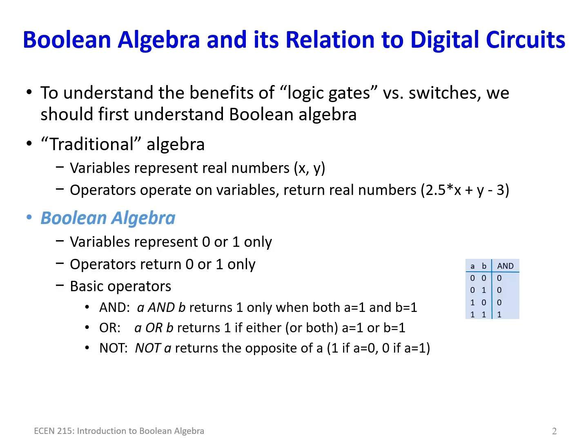Boolean algebra also has variables, but they only represent 0 and 1. So instead of real numbers, they're now representing only 0 and 1, which would make sense, since we're talking about digital design. And of course, operators only return a 0 or a 1 as well, instead of returning real numbers as in traditional algebra. So again, that does make sense. That's what we want with Boolean algebra: we want to represent the true binary state of the functions we're looking at. And also, there are operators.